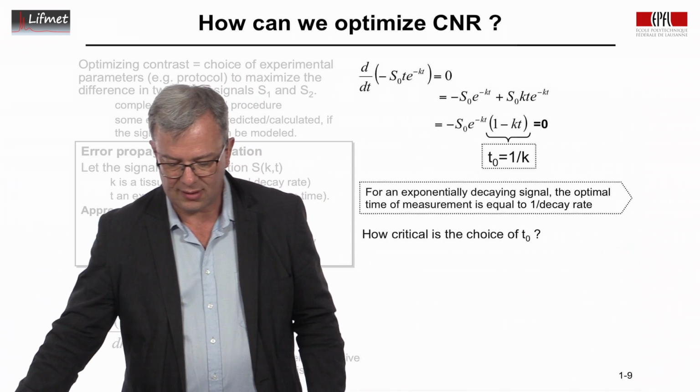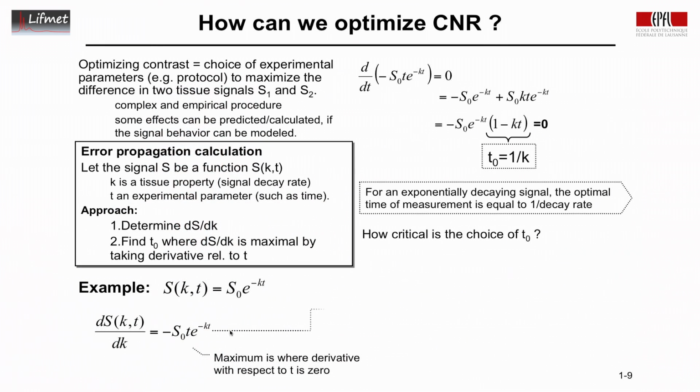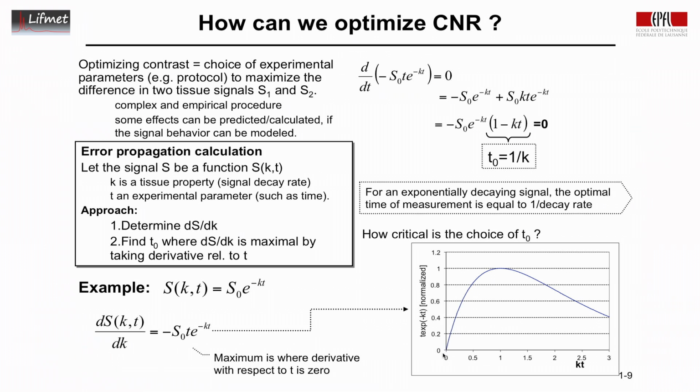And so we're going to look at this function here, which is plotted here. This is just normalized, so it has the maximum value 1, and on the x-axis we plot the variable kt. So we're plotting this function normalized to 1 at the maximum. kt equals 1 means that t is equal to 1 over k. This is the function that we obtain here. And luckily, if we are willing to sacrifice a certain percentage of contrast to noise ratio, let's say we are willing to sacrifice 20% here.